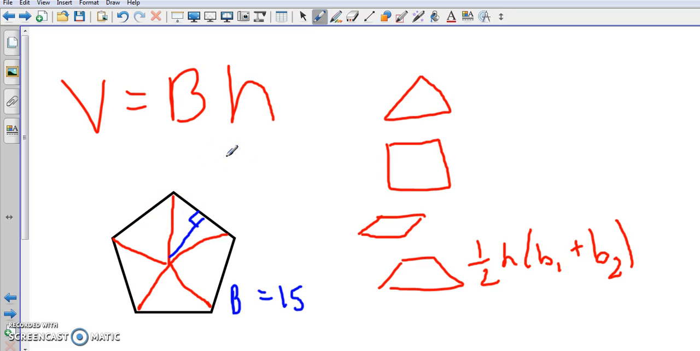So use this information to answer the questions on the worksheets that are described for you. Remember, all you need to do is find the area of the base and multiply it by the height.